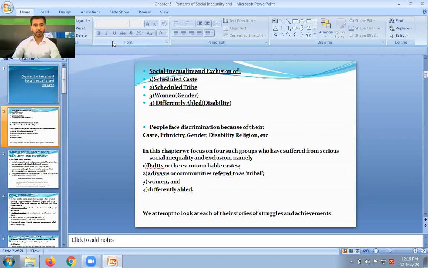So in this chapter we focus on four such groups, who, as I've already told you, have suffered from serious social inequality and exclusion, right? So there was not only social inequality but exclusion also. They were excluded from the society, right? Once, but now things have changed, things have become better. And how have things become better? Things have become better due to education.